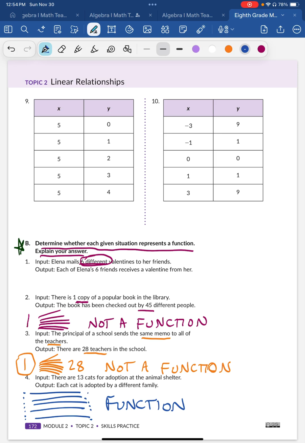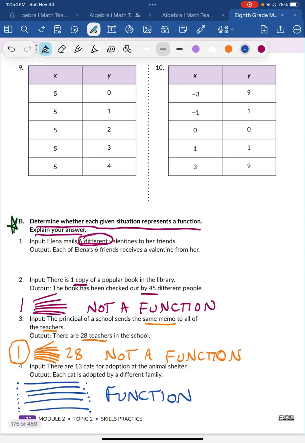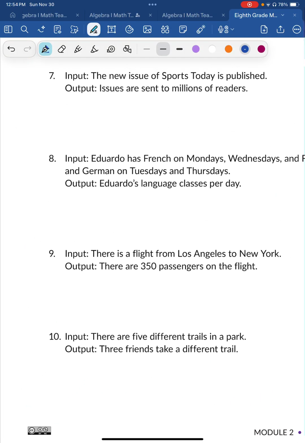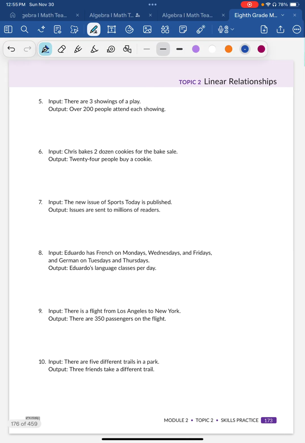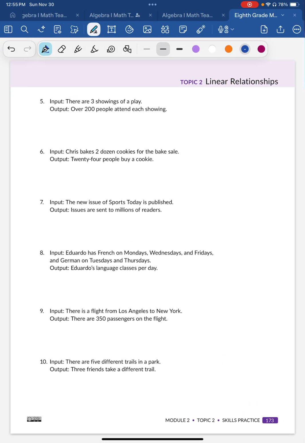So let's keep going. This was page 172 of your skills practice book. Now we're going to go over to page 173. Okay, let's go through these scenarios and then we'll be done. Okay, there are 3 showings of a play, but over 200 people attend each one. So not a function. It helps me to make those little mappings like this, even though they're not accurate. You can do whatever you want to do.